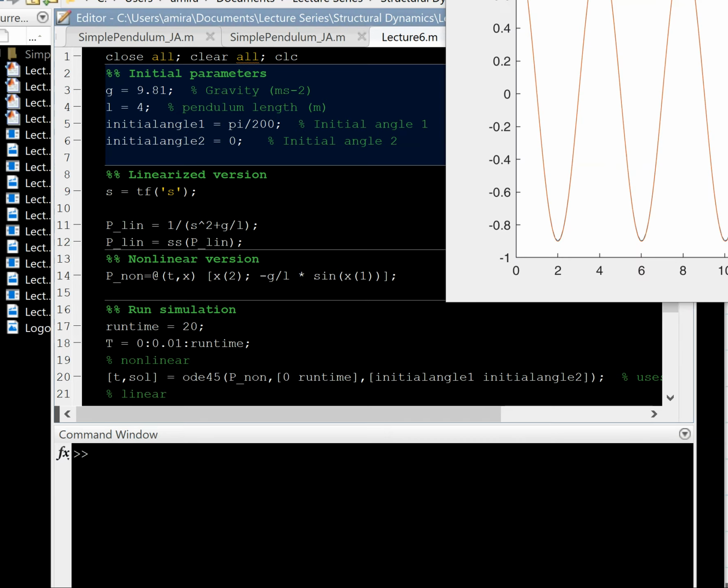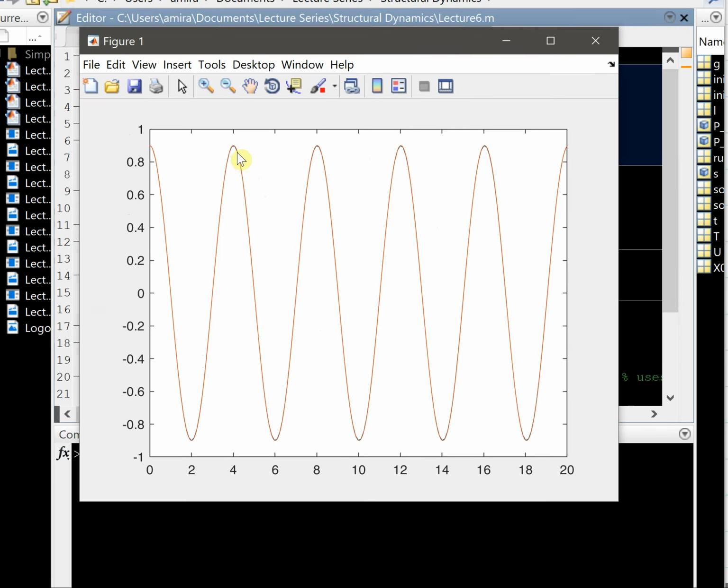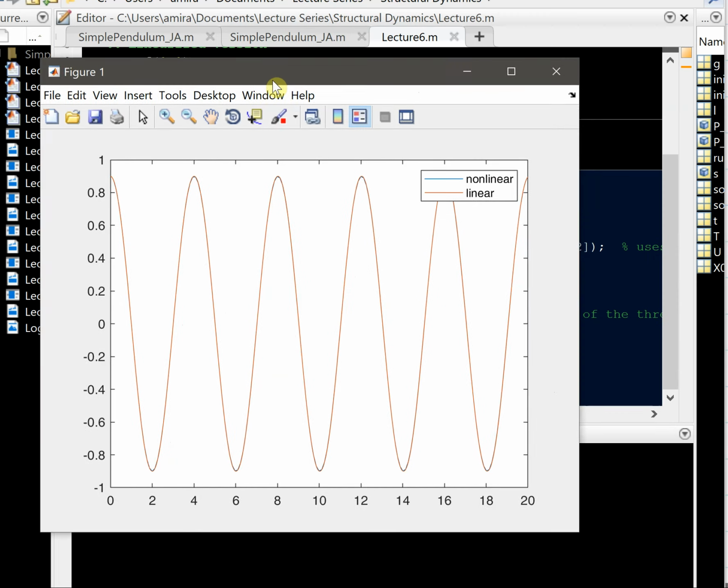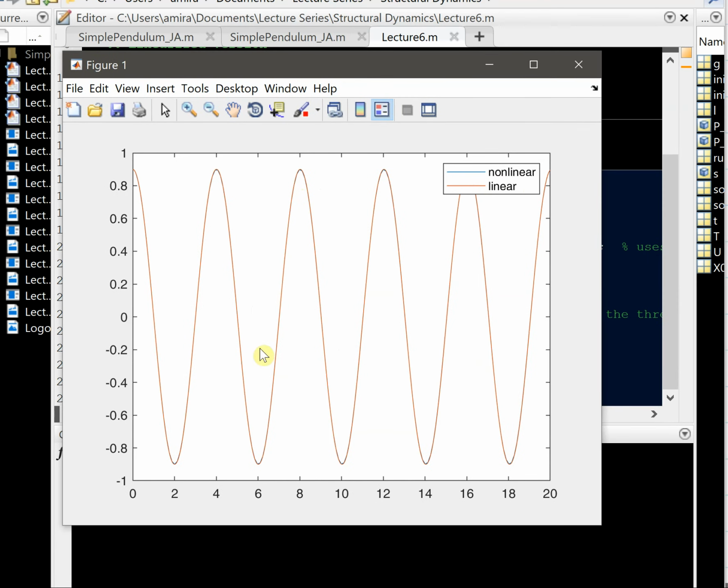And when I compile this, I can see that the two plots are overlapping, and perhaps I should draw a legend, and I can say nonlinear and linear. This makes things a little easier to see. Okay, both linear and nonlinear overlap, so I have very good approximation.